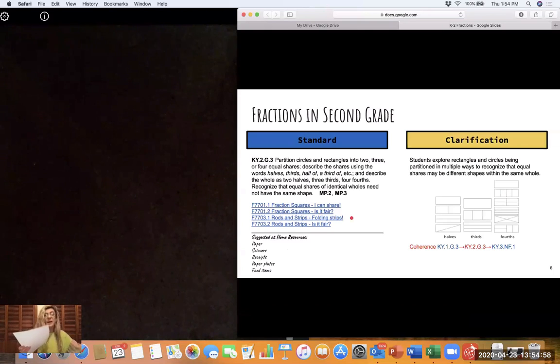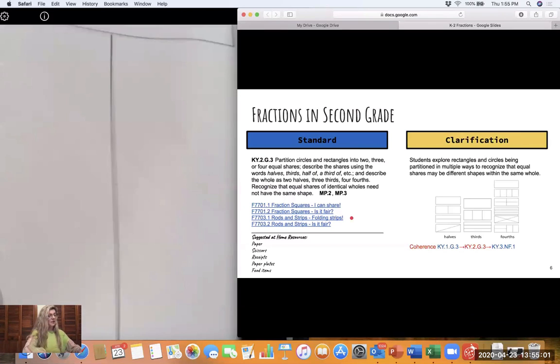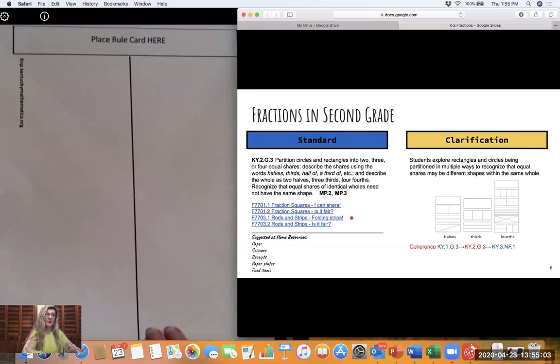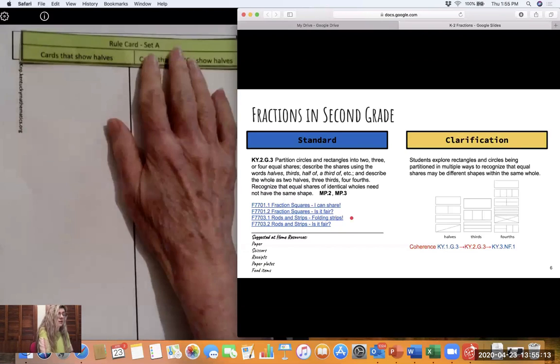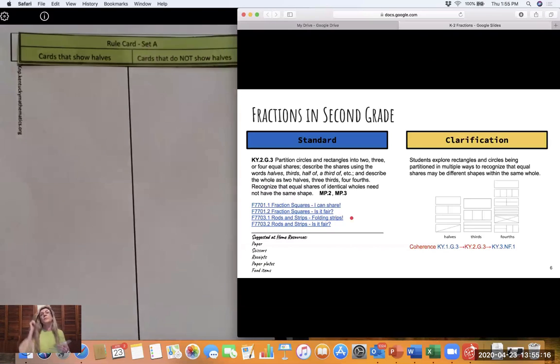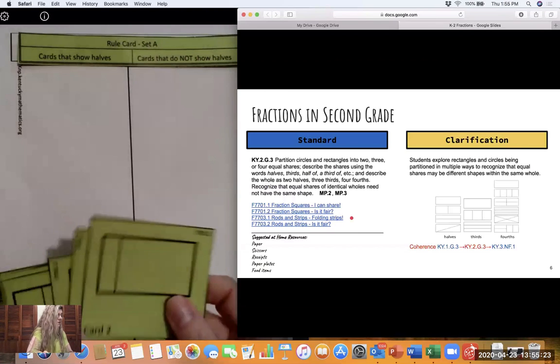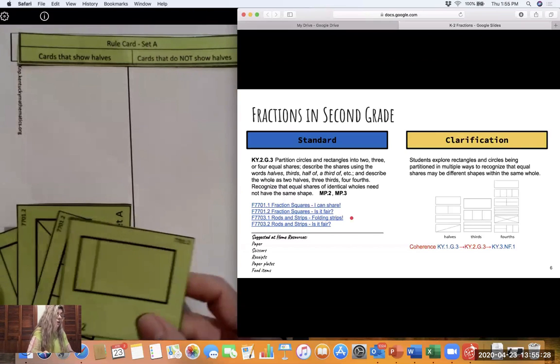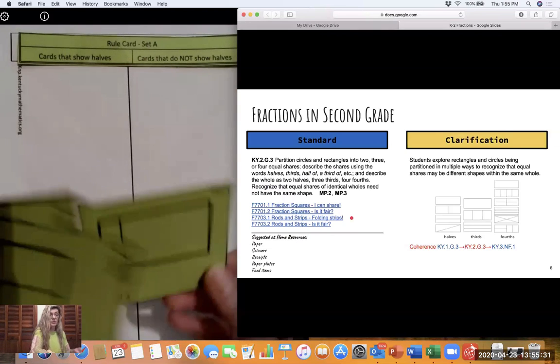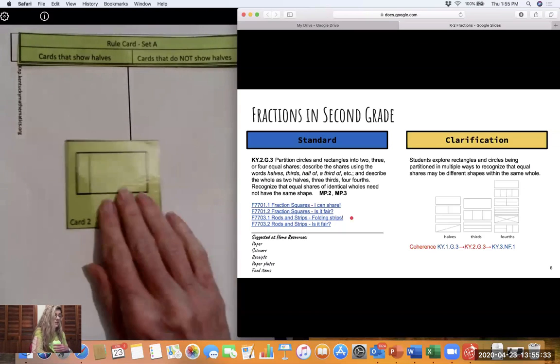So with is it fair, what they do is they give you this from KMP. It's just a little guide for the kids. And they put their little rule card, and all these things are accessible there online. So they put the little rule card there, and they just sort through these cards and decide, is it fair? Of course the rule here says cards that show halves, cards that do not show halves. So they just go through the cards, and you can see they would have to decide where this one goes.